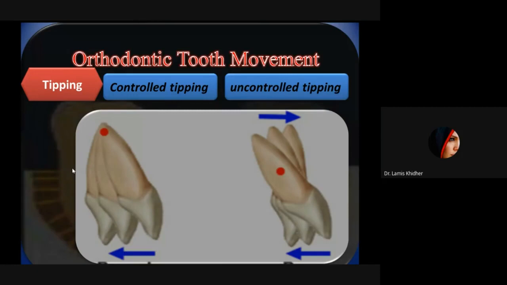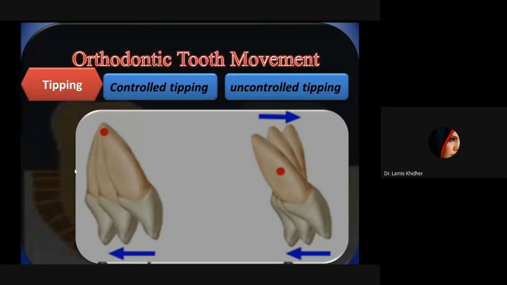In the controlled tipping movement, you can see here this is the circle, the red circle represents the center of rotation. The center of rotation in the controlled tipping movement will be located at the apex of the roots, and the force applied is characterized by movement of the crown in the direction of force application, and approximately the root apex will be fixed in its position.